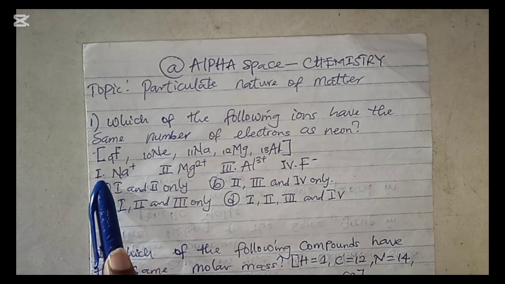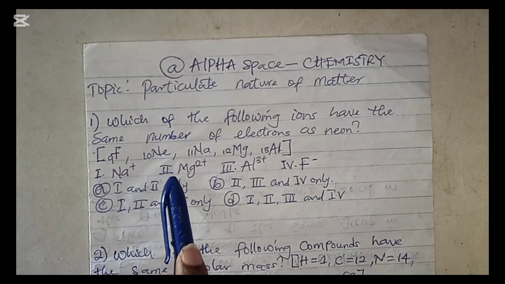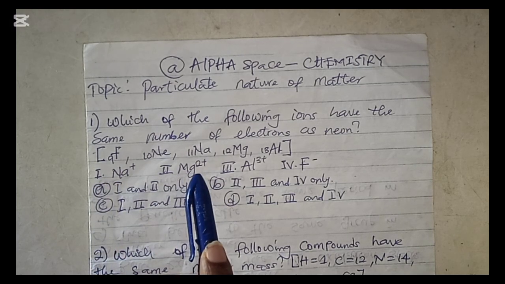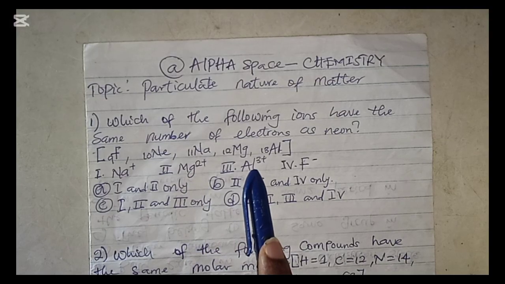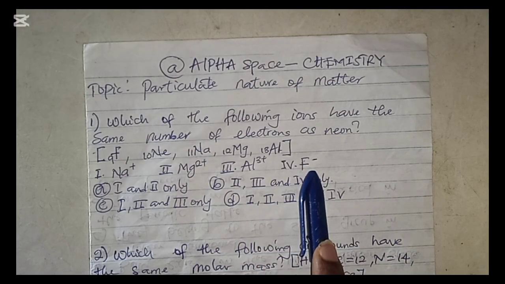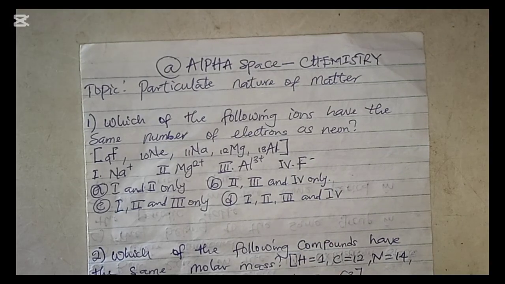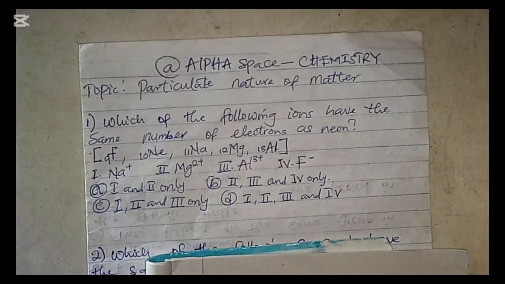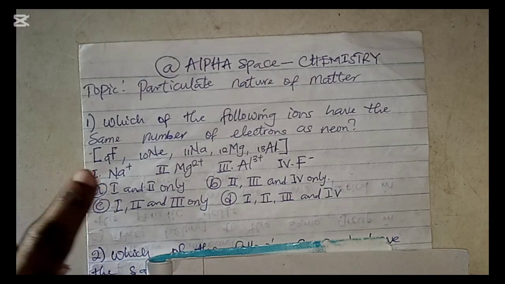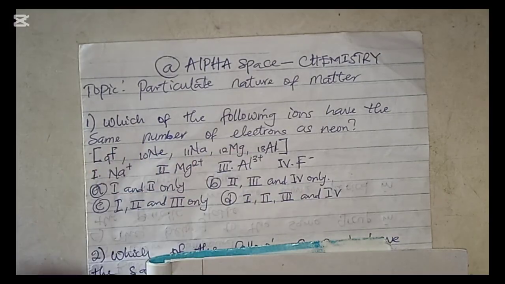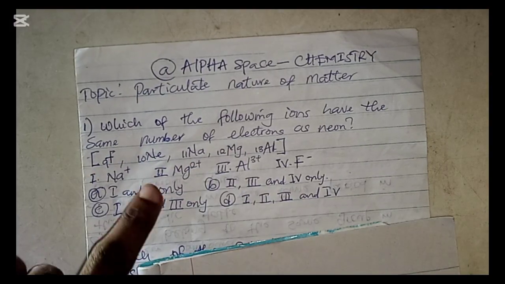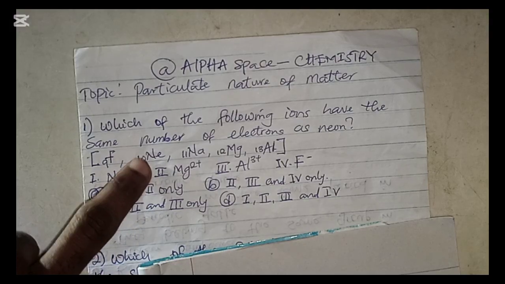Roman numeral 1 says sodium plus. Roman numeral 2 says magnesium 2 plus. Roman numeral 3, aluminium 3 plus. And Roman numeral 4, fluorine minus. Now, this is what it means. The question asks which of the following ions have the same number of electrons as neon. Now, neon is a neutral atom here.